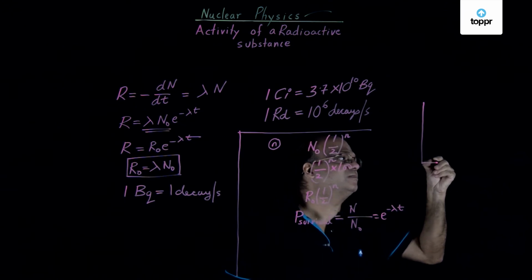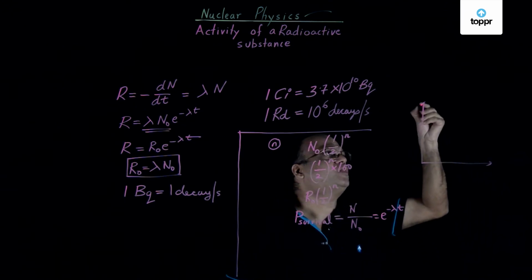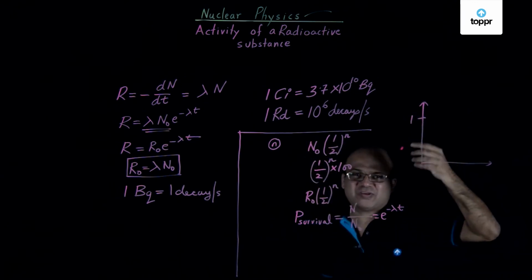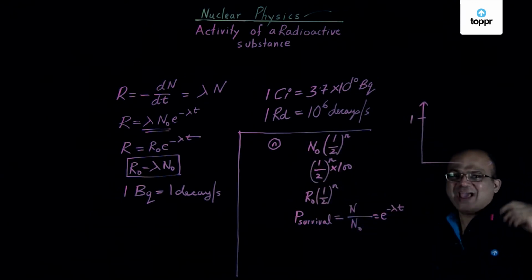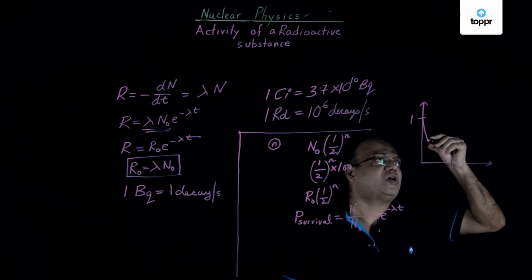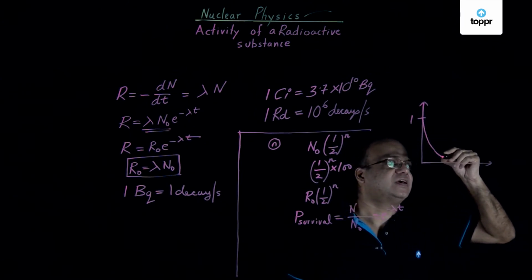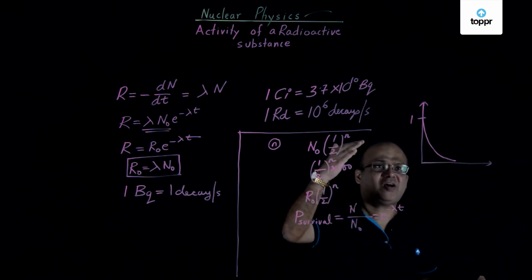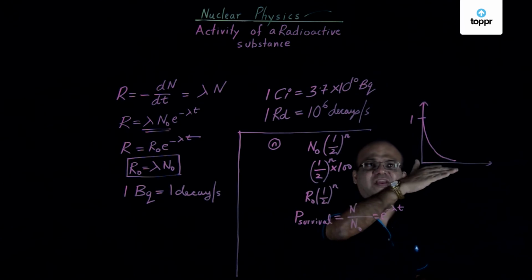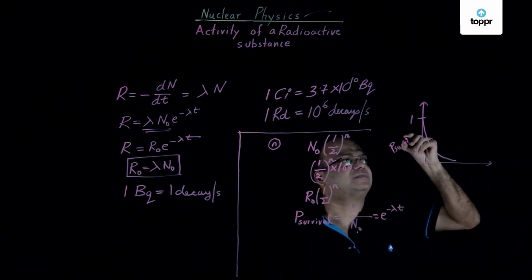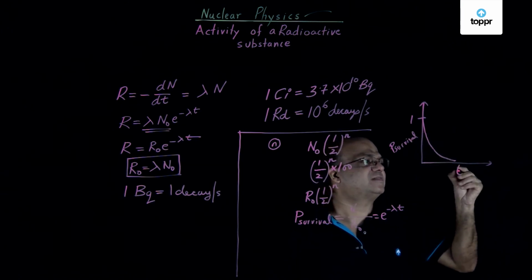At time t equal to 0, our nucleus will definitely survive, because it has not started decaying. At time t equal to infinity, all the nuclei will decay. So P survival will be 0. So this is how P survival varies with time. This is P survival. This is time.